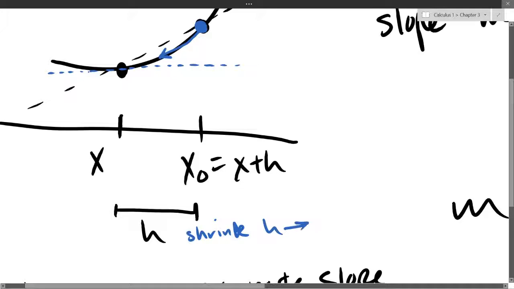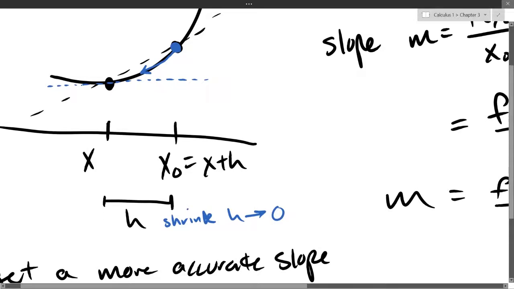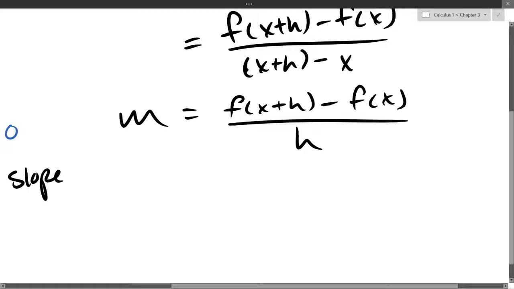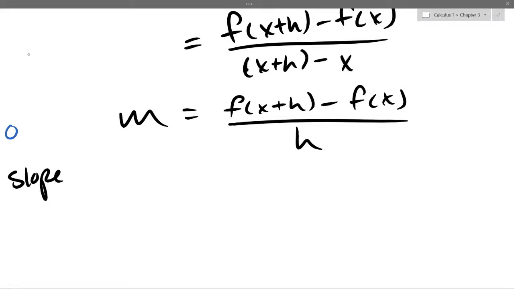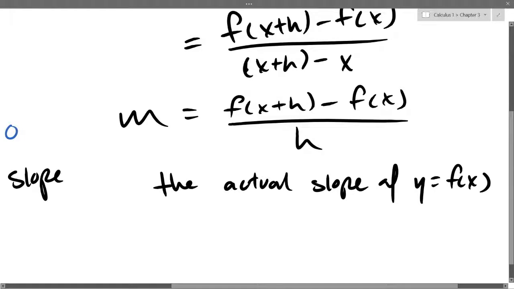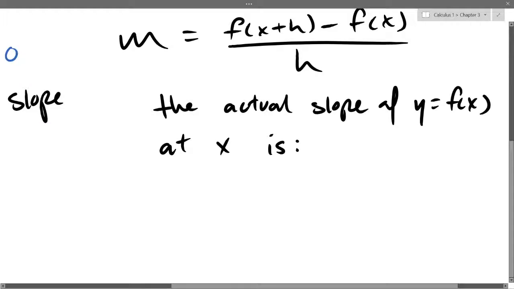So this sounds like a really good time to use a limit. We're going to take h and shrink it to zero, or take a limit as h approaches zero. So our difference quotient, the actual slope of y equals f of x at x, is the limit as h approaches zero of the difference quotient, what we just wrote down.